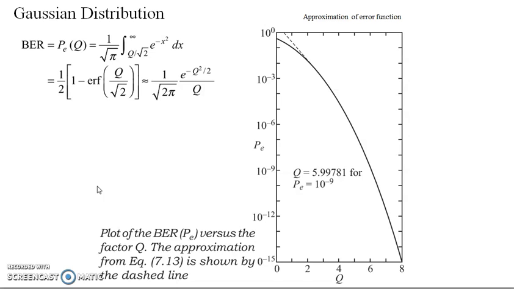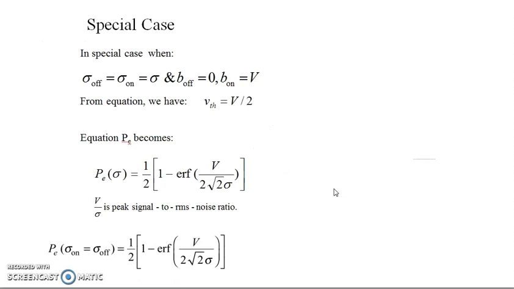So now the graph shows BER versus Q factor, and this shows the approximation of the error function. We have a dotted line, and this Q value is 0.99781, and the probability of error is 10 raised to power minus 9. Now the meaning of this probability of error 10 raised to power minus 9: it is used as a standard for a transmission system. And we should know what the signal to noise ratio will be.